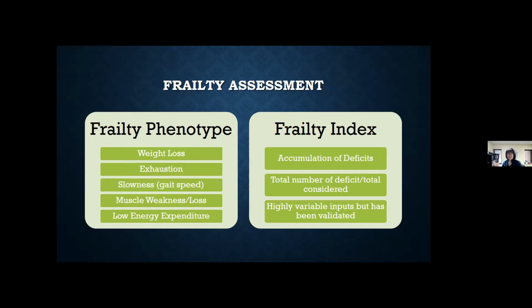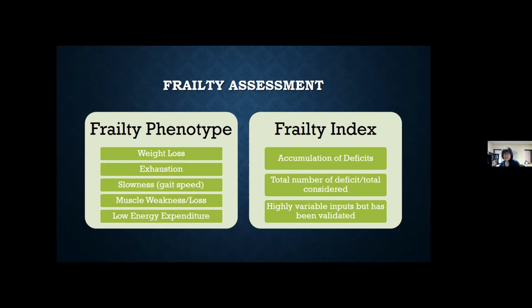So do they have low appetite, or have they experienced weight loss? It's a pretty easy kind of yes, no question. Are they experiencing exhaustion? So that early fatigue with activity, or just not having the energy to do activity. Are they slow? So slow walking speed, right? When folks get up from a chair and you're kind of taking your time walking along with them?